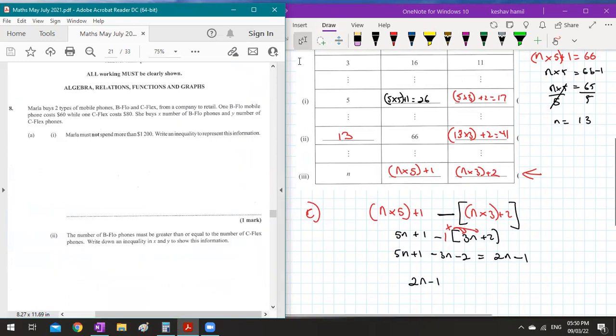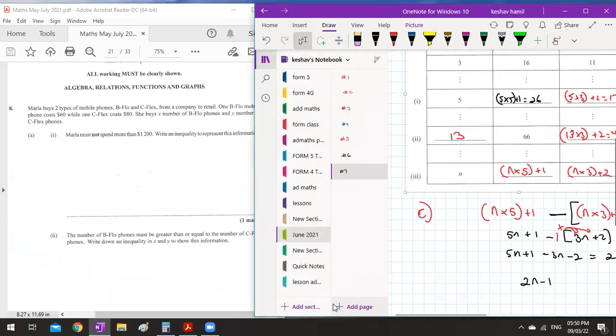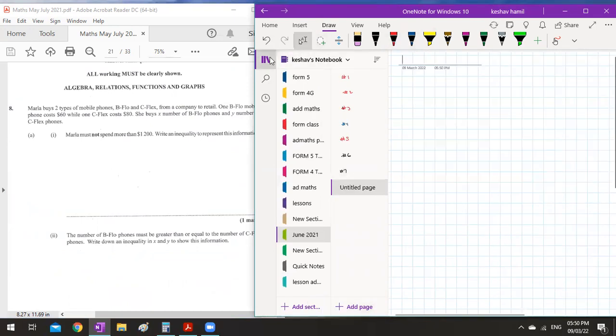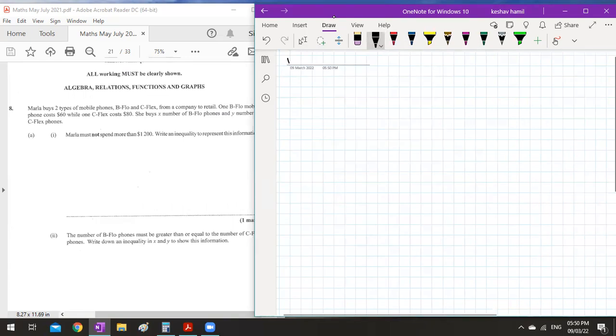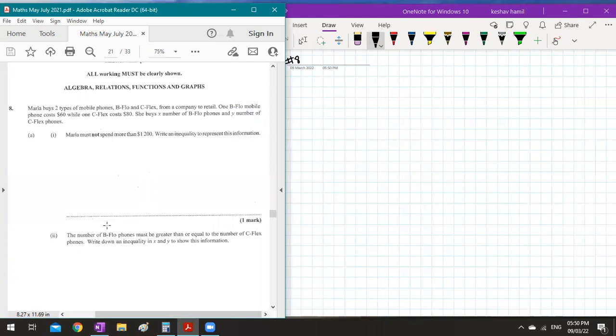So we're on to question 8. Mala buys 2 types of mobile phones, B-Flow and C-Flex, from a company to retail. B-Flow mobile phones cost $60, while C-Flex phones cost $80. She buys X number of B-Flow phones and Y number of C-Flex phones. Mala must not spend more than $1,200. Write an inequality to represent this information.